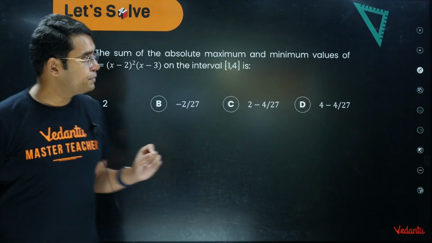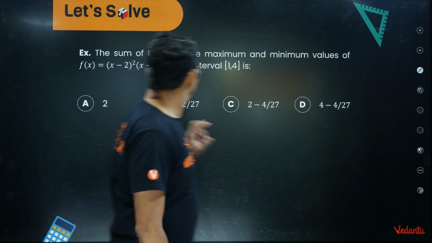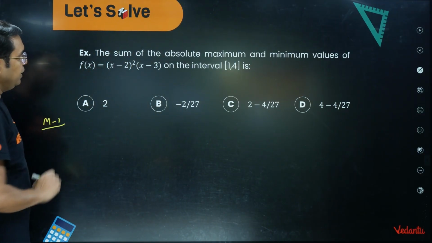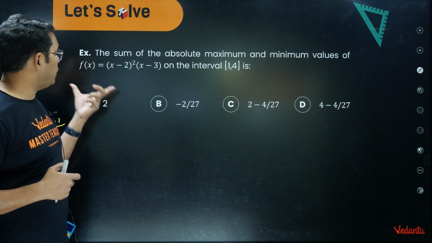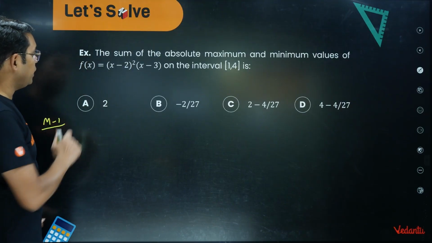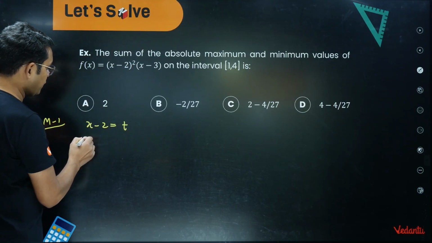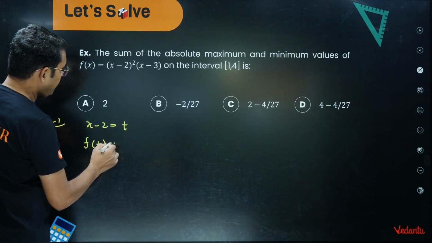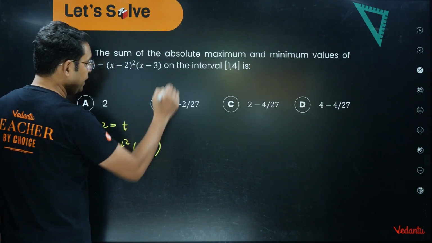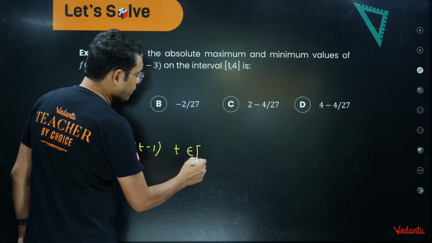Sum of the absolute maximum and minimum value of this cubic. Okay, dear students, first I would like to tell you that you have a choice: you differentiate it and find maxima and minima, or you can do one more thing. Just take x minus 2 as t. Then your function will be f of t equal to t square into (t minus 1). But then your t will belong to, because t is x minus 2, from minus 1 to 2.